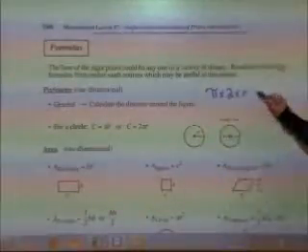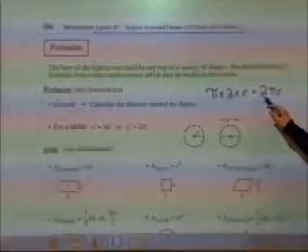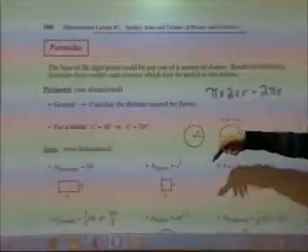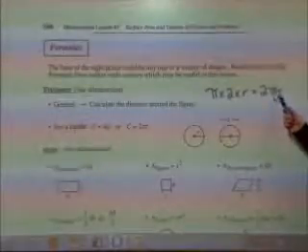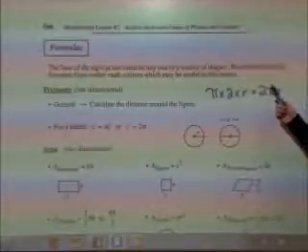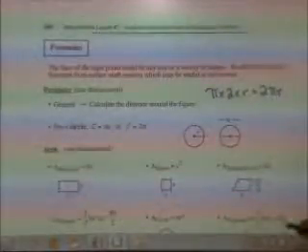Mathematically, the way that we write it out in this form is because 2 is the number, it always goes in front. R is the variable, it always comes last. And this is a constant. It's a symbol, but it's still a number, so it's going to come before the variable.